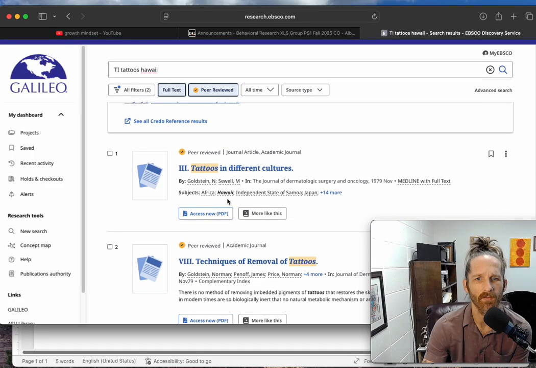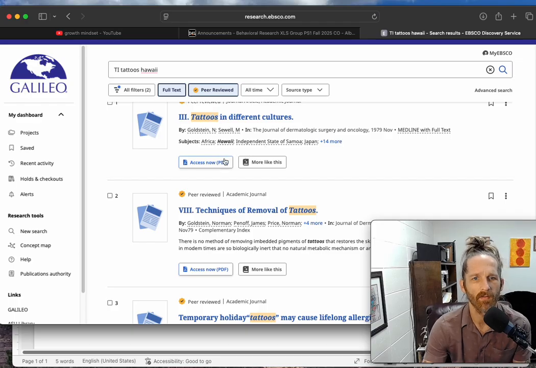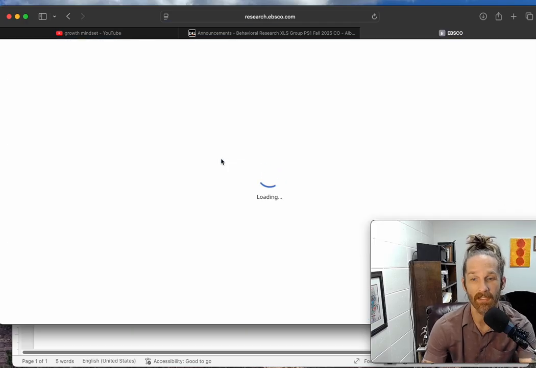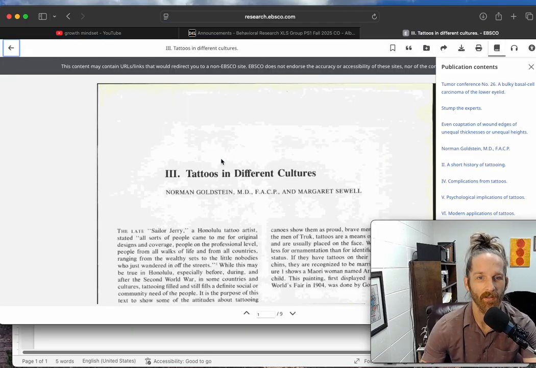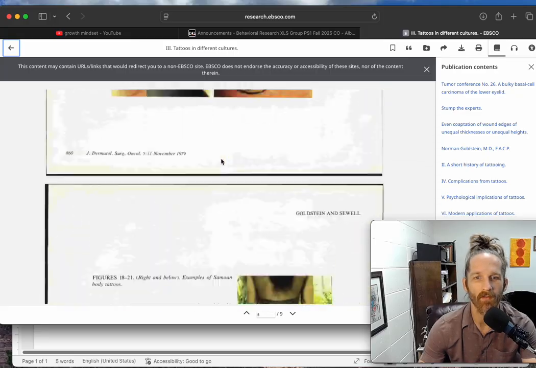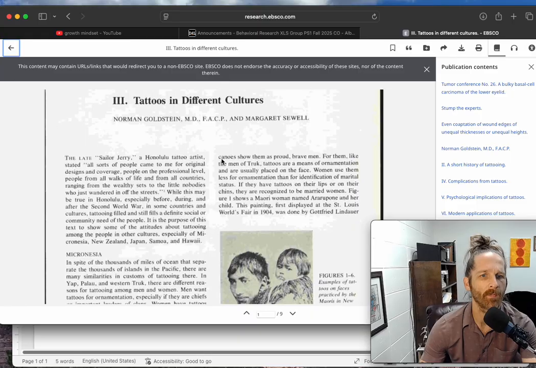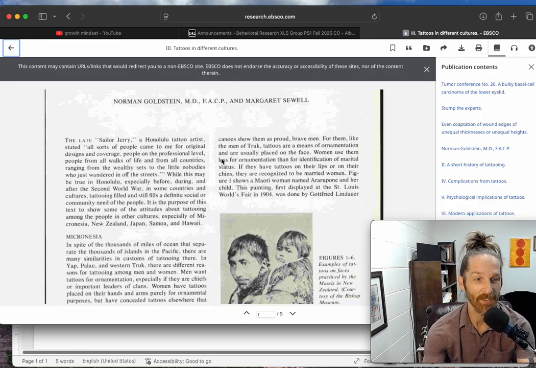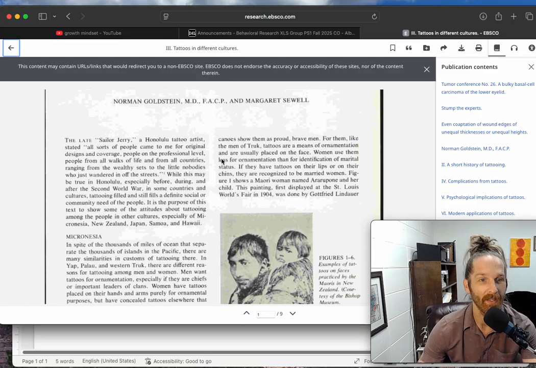Tattoos in different cultures. I wonder if that is going to be what we want. 1979. Wow, it's a good many years ago. All right, so I'm going to try to rip this really quick. We've got several pages, lots of pictures. And I'm curious about this, so I'm going to want to spend a little bit of time. It looks like they're introducing a tattoo artist.